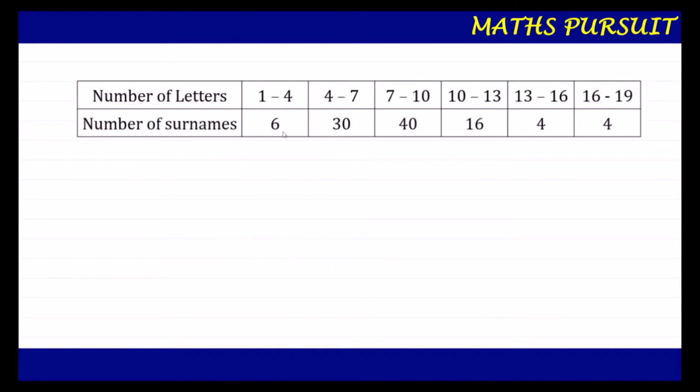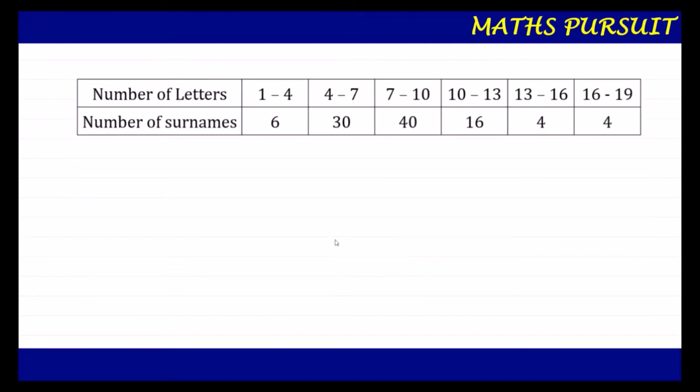This number of surnames is nothing but the frequency, or the number of occurrences. So we are going to conclude this number of surnames as the frequency. Now let us see how we are going to calculate. We will first start with the calculation of our mean.